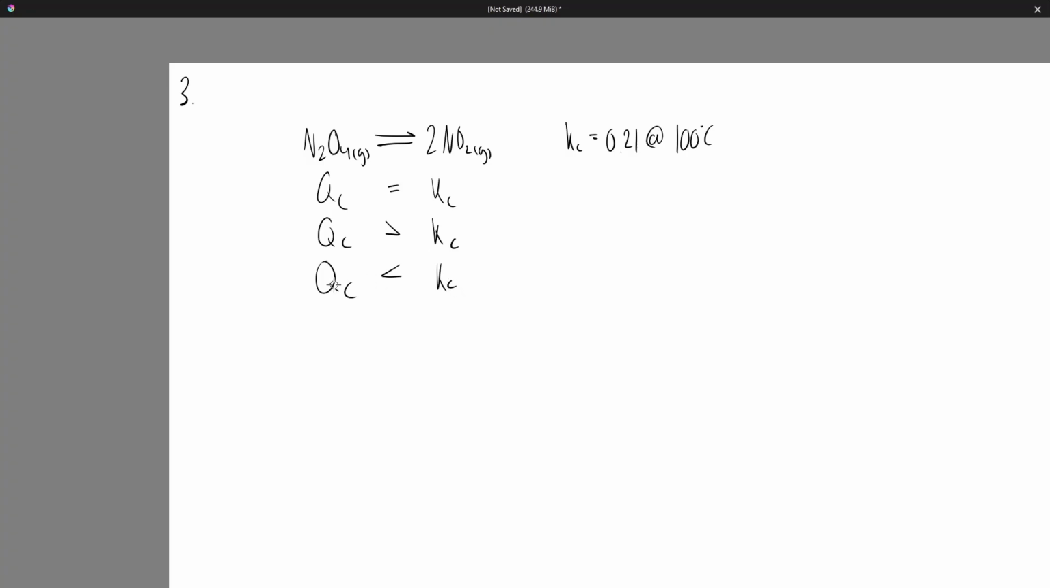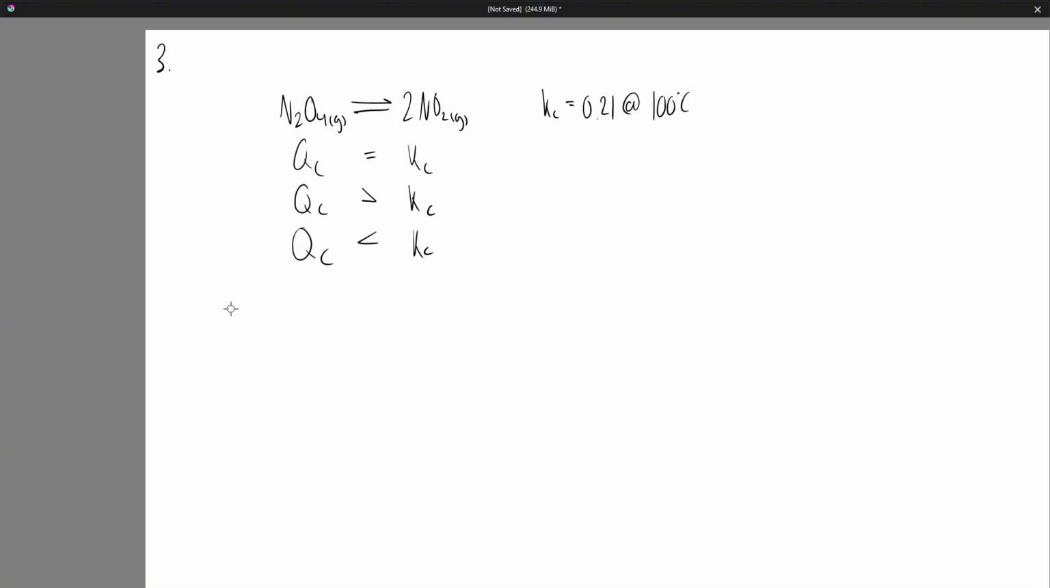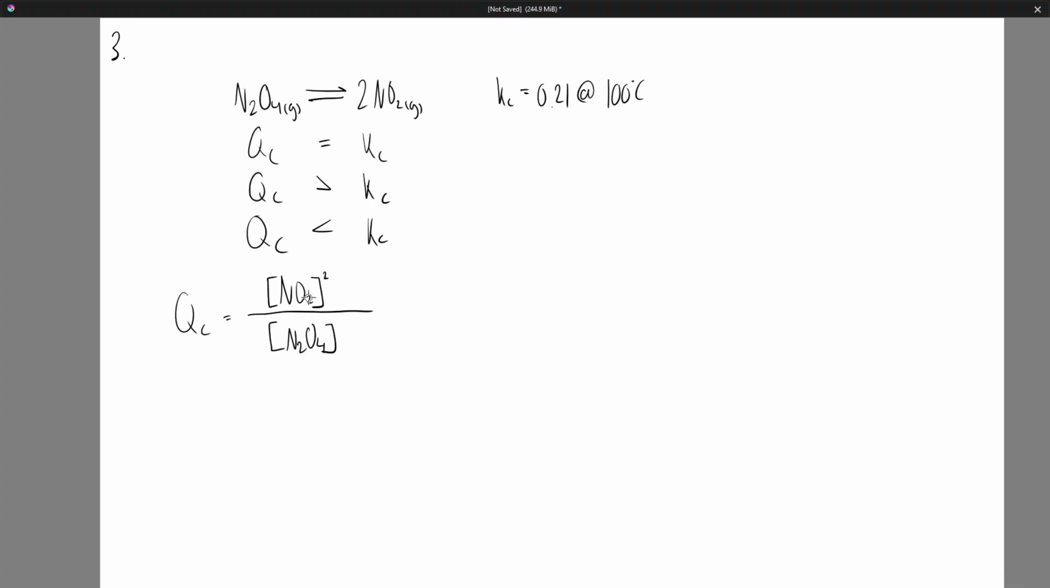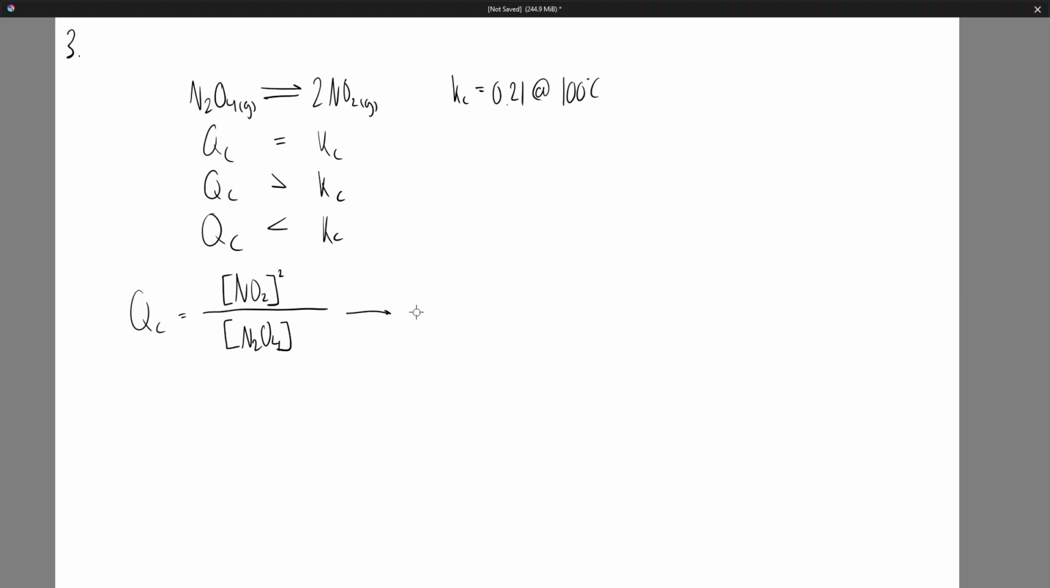So we want to solve for both Qc and Kc. We already have Kc here, so we don't have to find that. But for Qc, we want to set up the quotient. They're both gaseous, which means we could use both of them. So it's the concentration of nitrogen dioxide to the 2 power, since it's got a 2 coefficient right here, over the concentration of N2O4. We're given the concentrations in the problem, so we plug those in to solve for Qc.